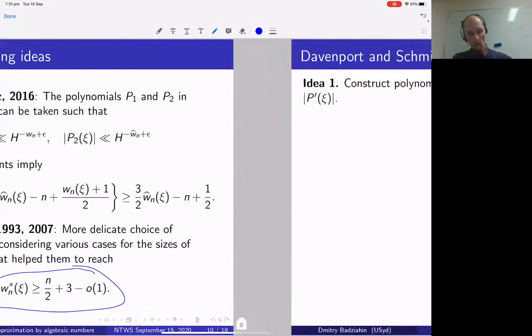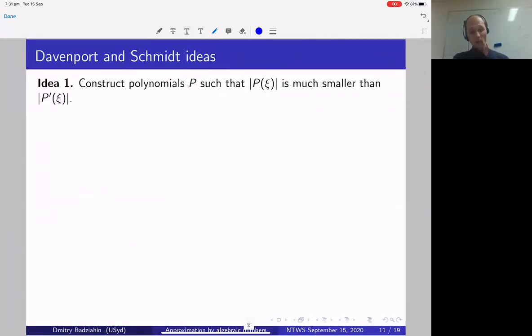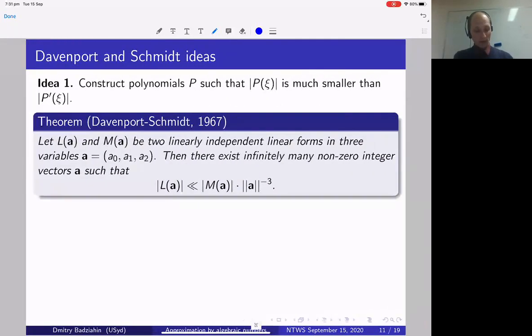Now I also want to talk about the ideas of Davenport and Schmidt. The first idea of Davenport and Schmidt: they also tried to attack the Wirsing conjecture, and their first idea was to construct polynomials P such that P of xi is much smaller than the derivative P' of xi. And this idea worked for n equals 2. So they proved the following theorem.